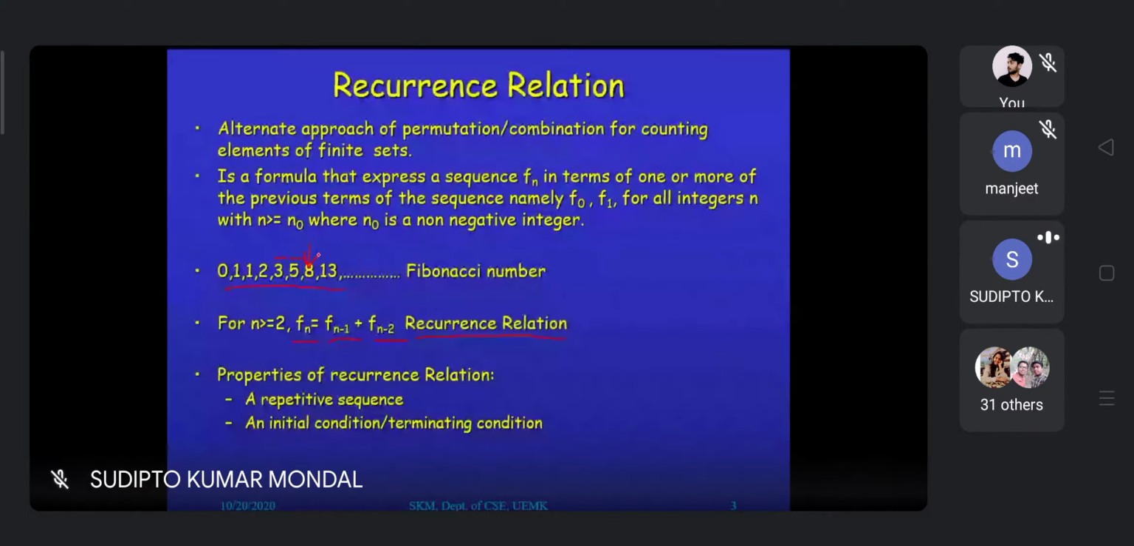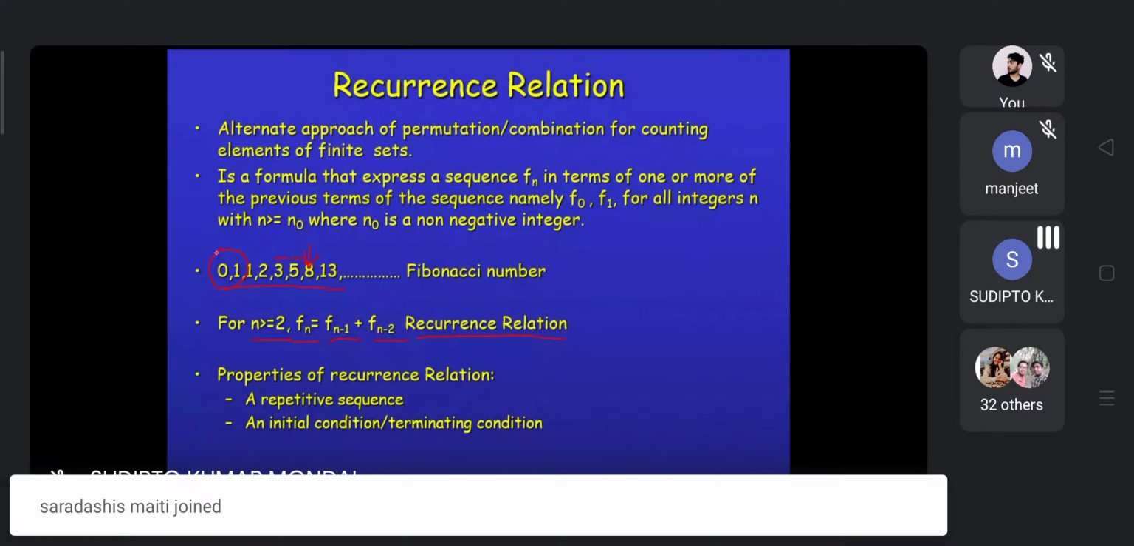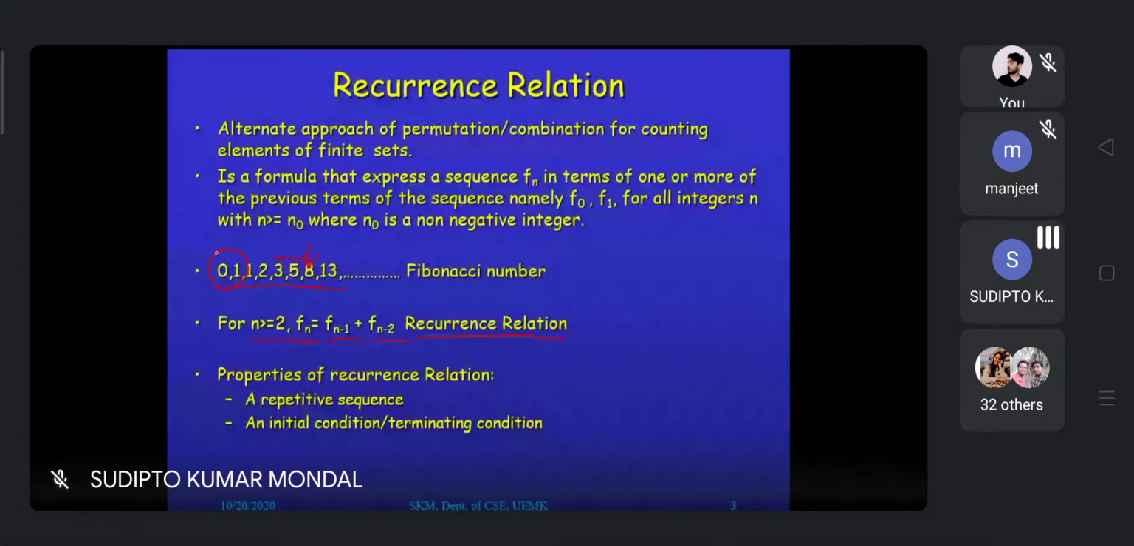And one more thing is important: it starts from a certain value of n greater than or equal to 2, because these are known, 0 and 1. These are the initial values, which can be considered as the base condition: f0 equal to 0, f1 equal to 1. These are the terminating conditions with respect to the recursive function. That means once a recursive relation reaches this base condition, it must stop there. No further calculation is required.